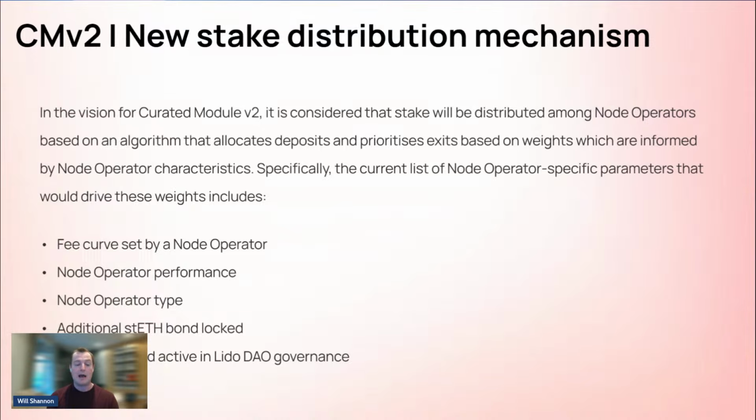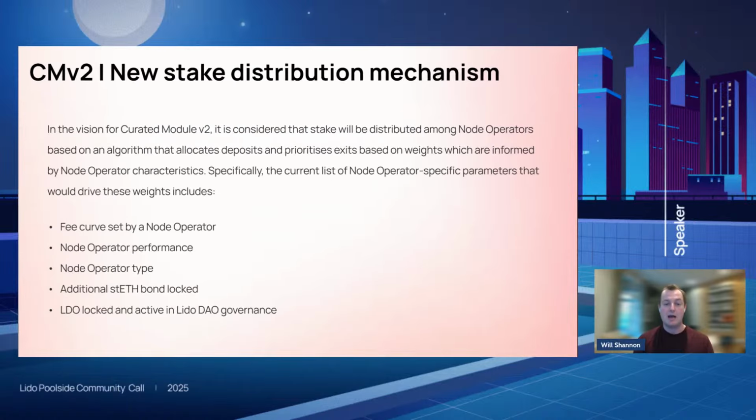And two other features would be the addition of extra bond, which would provide more coverage to the protocol, as well as the ability to lock LDO and participate in Lido DAO governance. And so all of these different weights could be taken into account to have a stake distribution that, while it would look different from today, where it's basically flat across the curated module, could really lead to meaningful ways to both incentivize node operator decentralization, infrastructure decentralization, and change the way that the DAO currently collects fees.